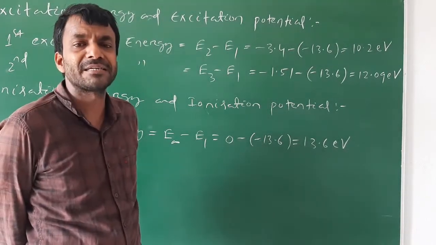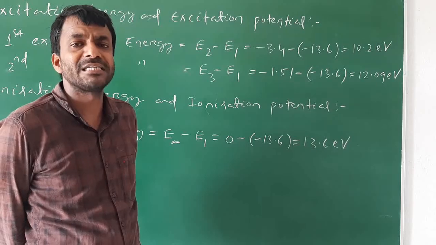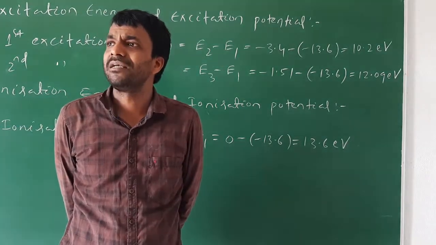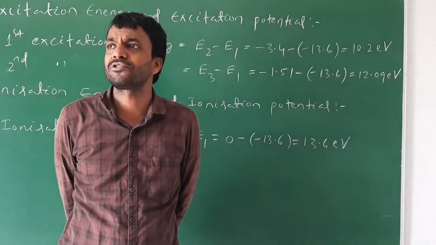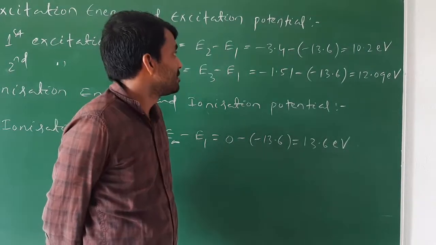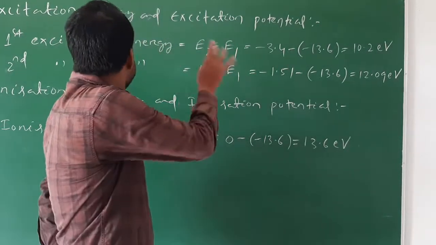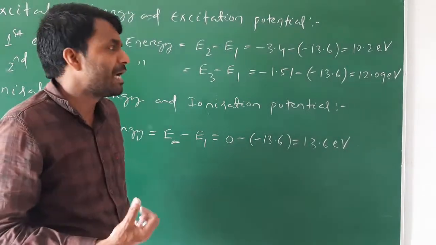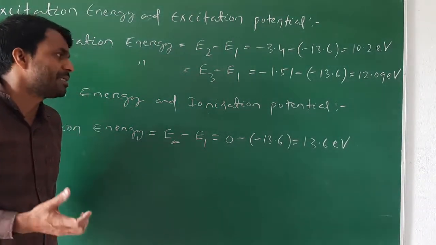This means if an electron absorbs 13.6 electron volt of energy, then the atom can be ionized. The electron directly jumps to the infinity state, or the outermost state of the atom. This is the required expression for the excitation energy, excitation potential, ionization energy and ionization potential.